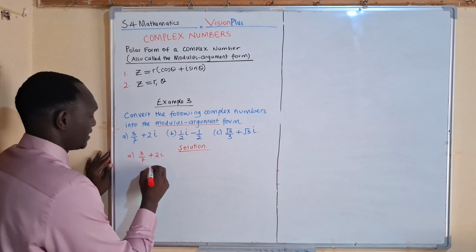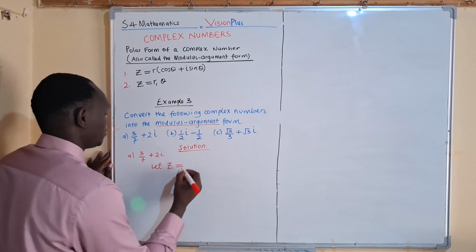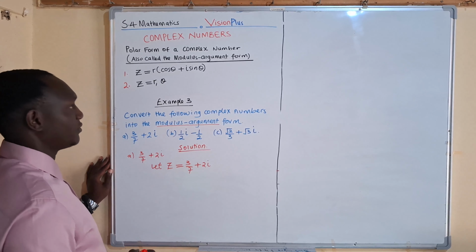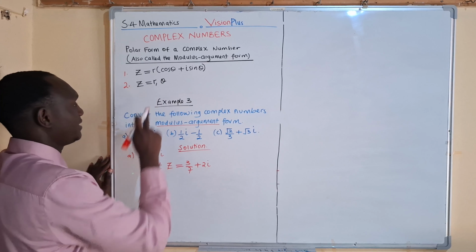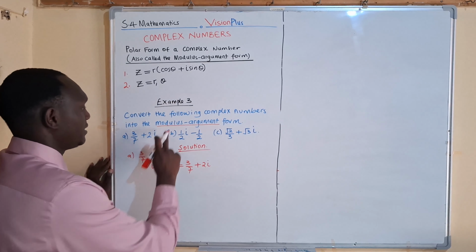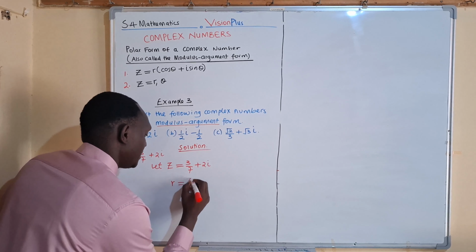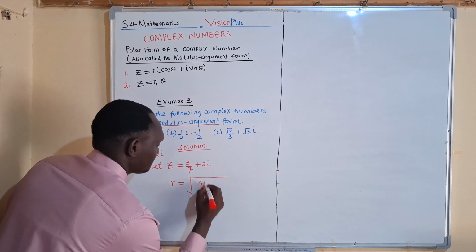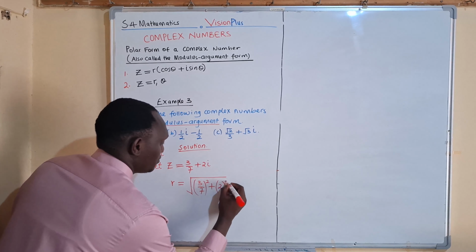So the solution: let z be equal to 3/7 plus 2i. After this, we need to find the magnitude of the complex number, r, and then the argument of the complex number, theta, and then we substitute them and we get the modulus argument form. So the magnitude r is given by the square root of x squared, where x is the real part, 3/7, squared, plus y squared, where y is the coefficient of i, which is 2, squared.